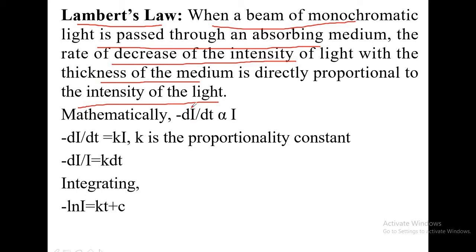That is the decrease in the intensity of the light with the thickness of the medium. Decrease is shown by negative. The intensity of the light is taken as I, and t is the thickness. Minus dI by dt is equal to k into I, where k is the proportionality constant. Rearranging the terms, we get minus dI divided by I is equal to k into dt.